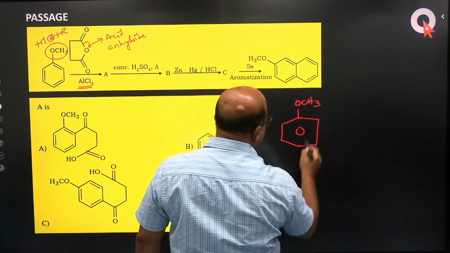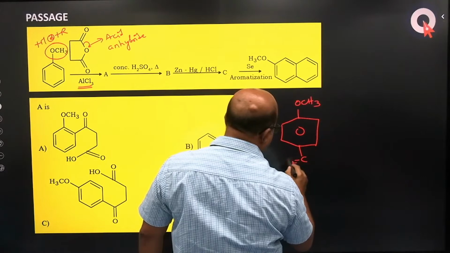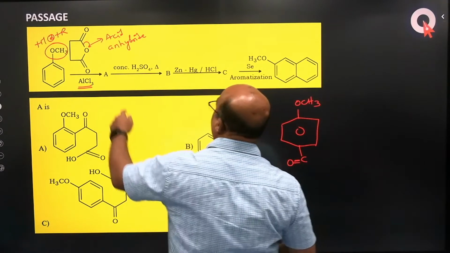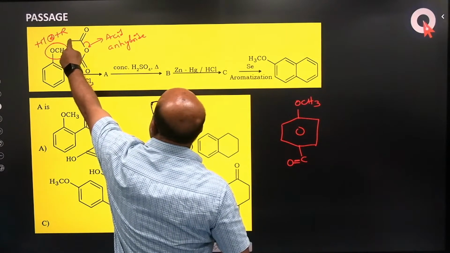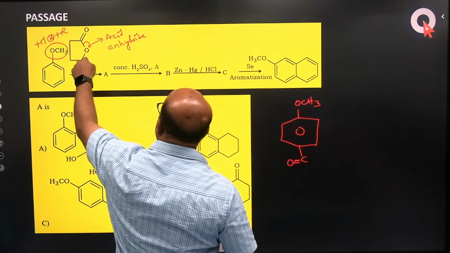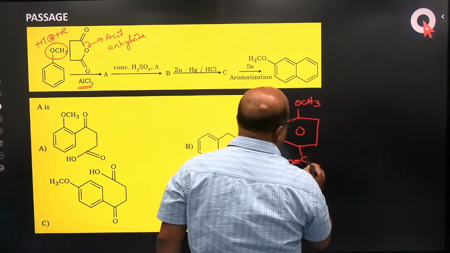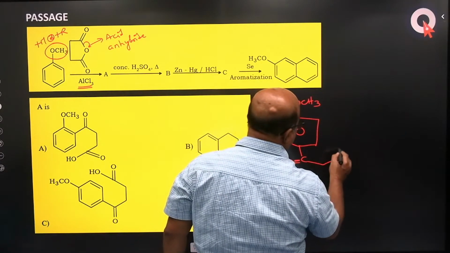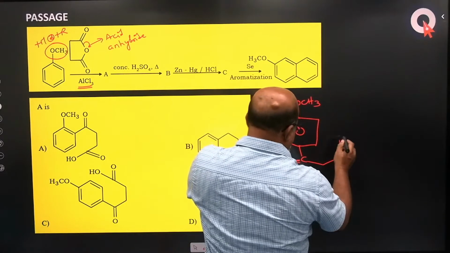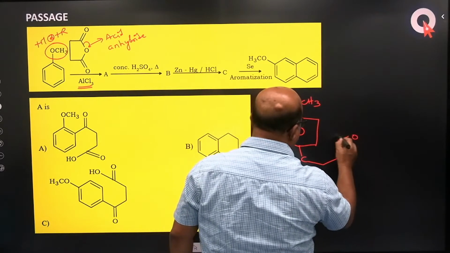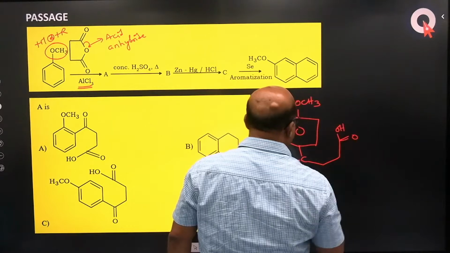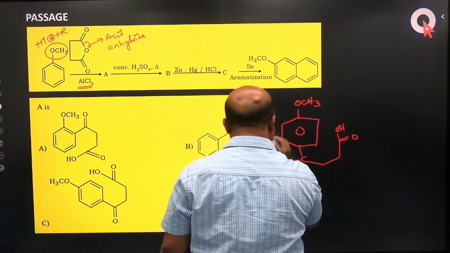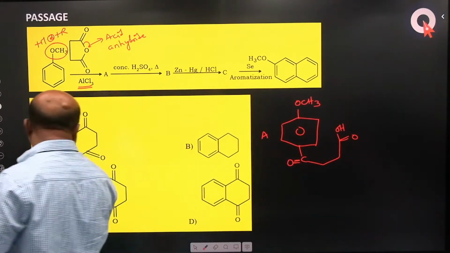At para position, you will see C double bond O, but the carbon chain is C double bond O, CH2, CH2, COO minus, or CH2, CH2, C double bond O, OH. So this has to be A. So what is given A here?